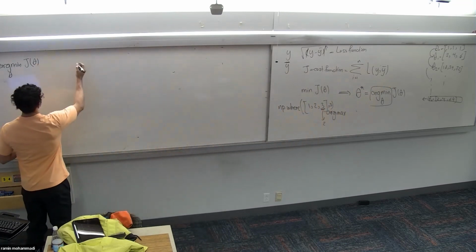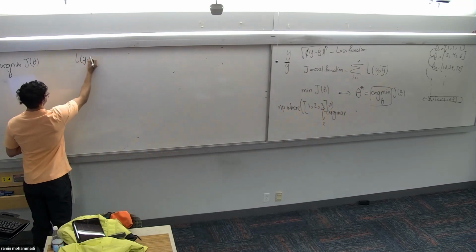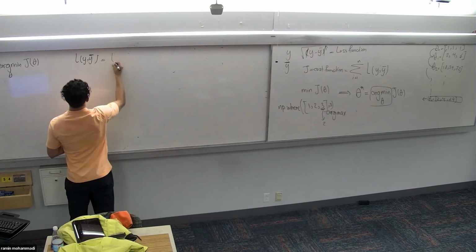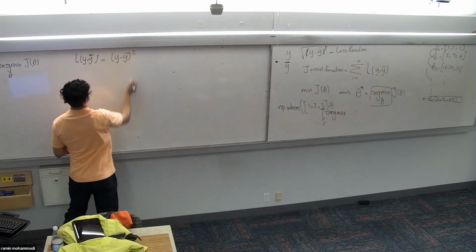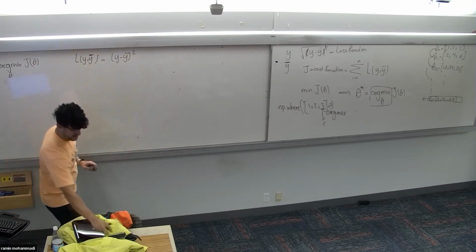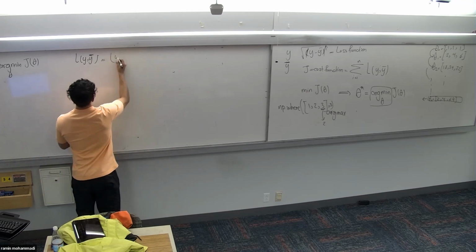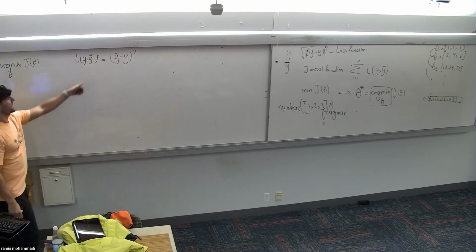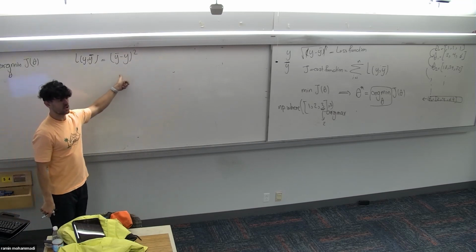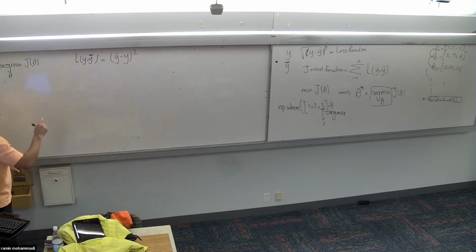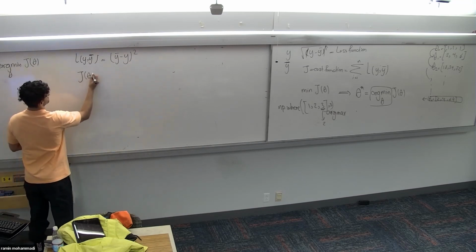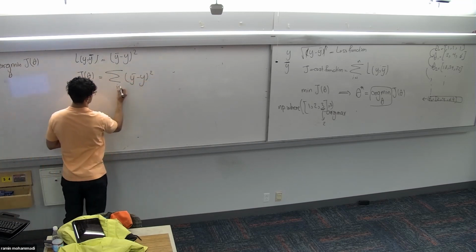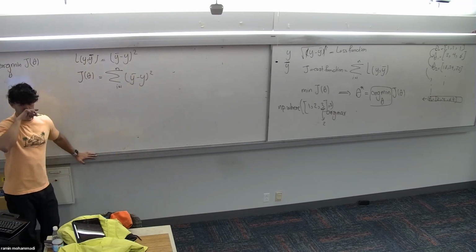So let's say L of y and y hat is basically y minus y hat to the power of 2. Or actually, y hat minus predicted. Doesn't matter, it's a square, right? So we're going to use basically a square error. This is called a square error for L. So when we say J of theta, this is the summation of all the square errors.